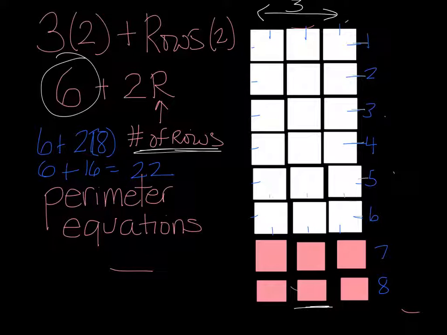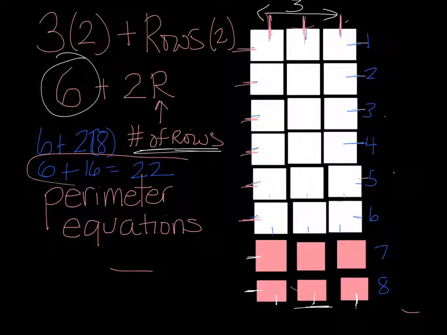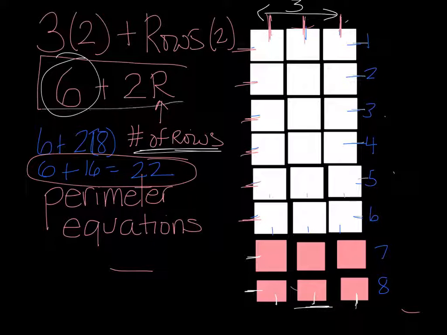Again, let's double check. We know it's 8 there, so we know 9, 10, 11, 12, 13, 14, 15, 16, 17, 18, 19, 20, 21, 22. And our perimeter is 22. That's why 6 plus 2 times the rows works.